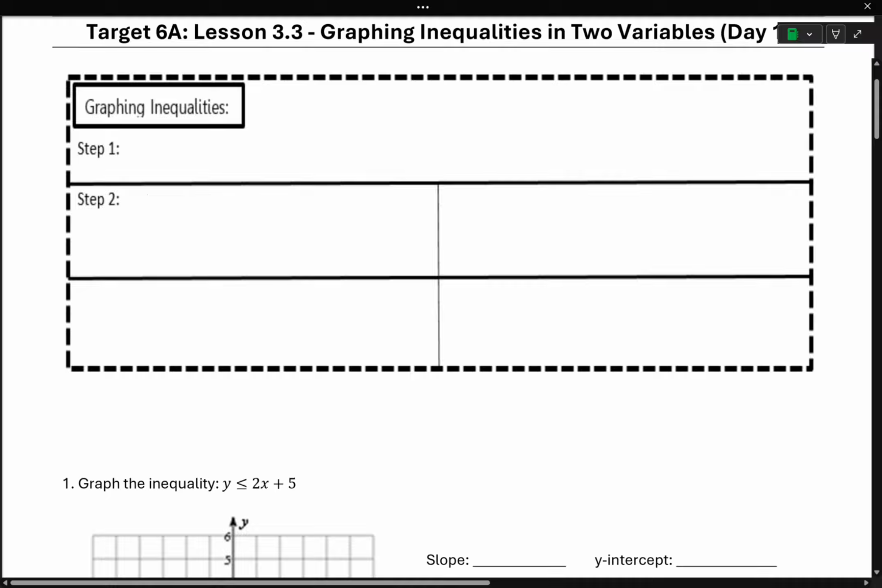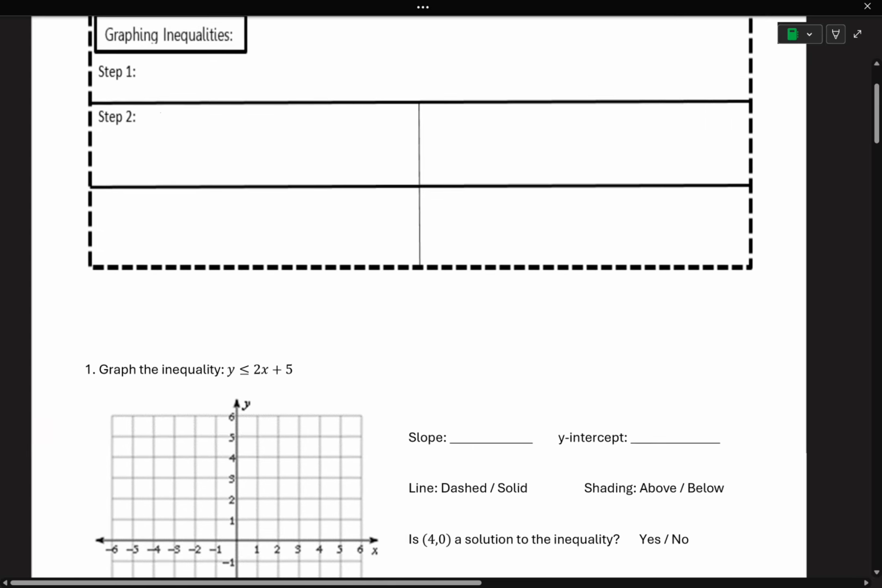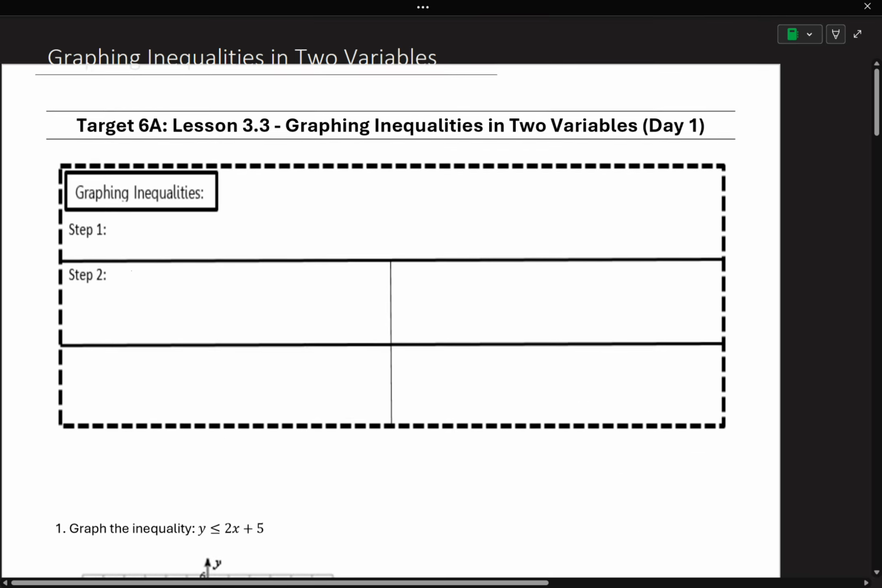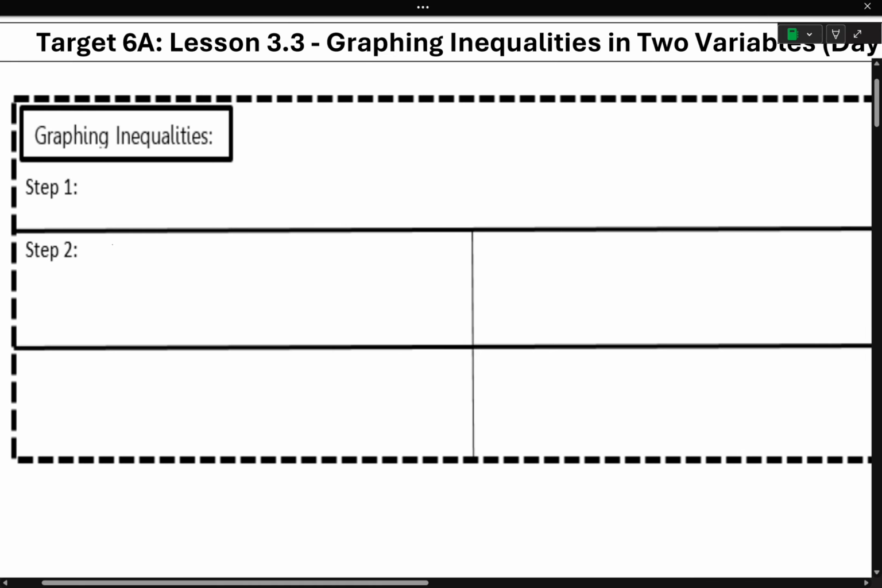In previous units, we have gone over graphing inequalities on a number line, but that's when we just had one variable to deal with. Now we're going to have x's and y's, so the way we're going to solve them is by graphing them on a Cartesian plane. Now let's talk about the steps we're going to take to graph.